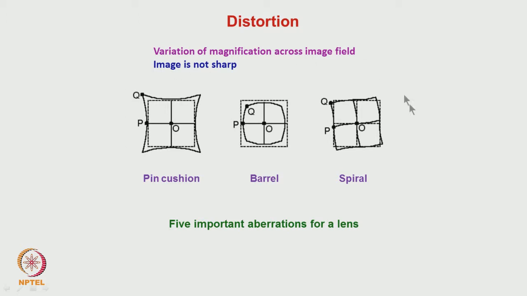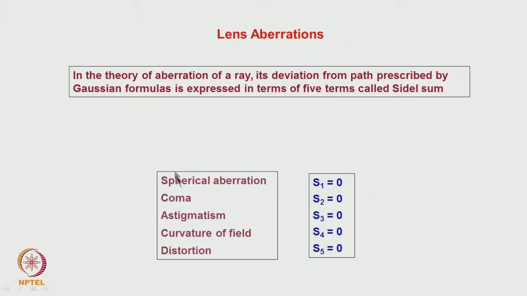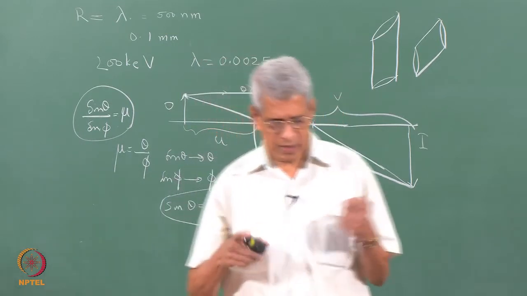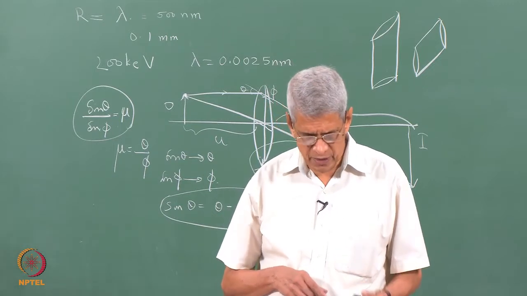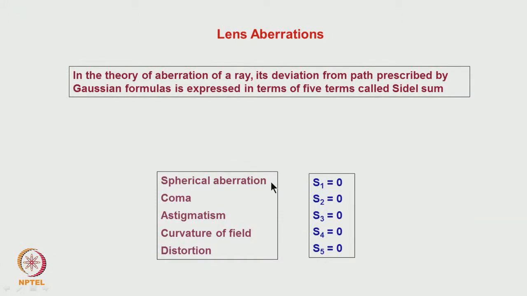Essentially, what we have talked about is that for any lens there are 5 aberrations associated with it. What are those aberrations? Spherical aberration is one, coma is another, astigmatism is the third, curvature of the field is the fourth, and distortion is the fifth aberration. When we want to compensate for the aberrations, we have to correct each of these aberrations and make it 0.